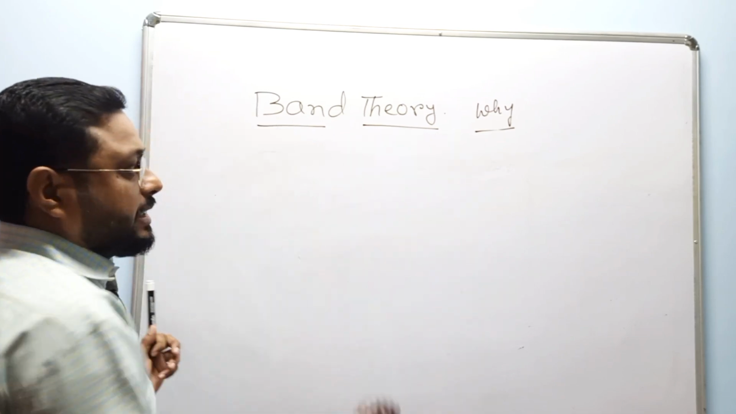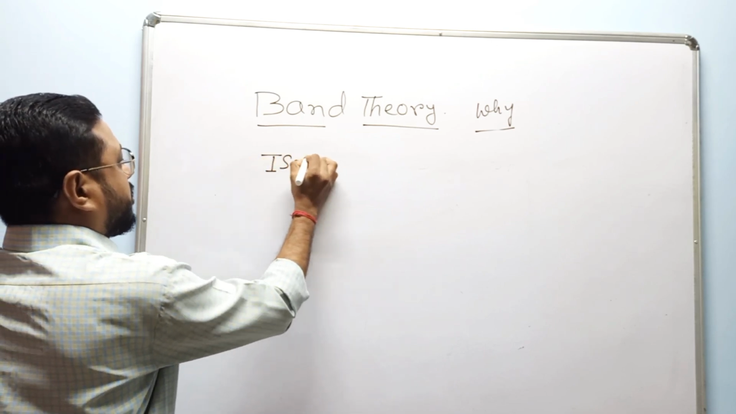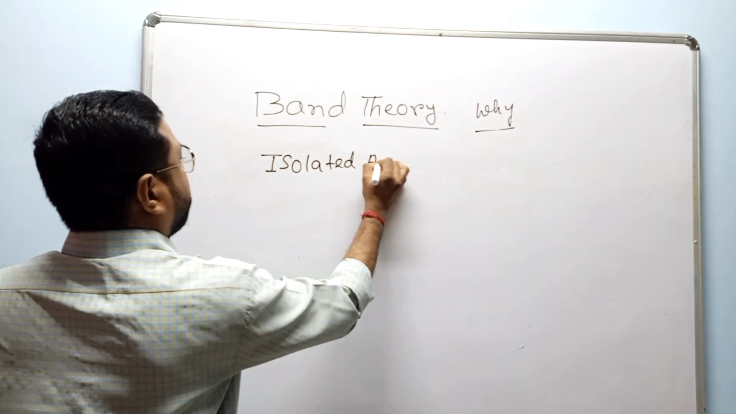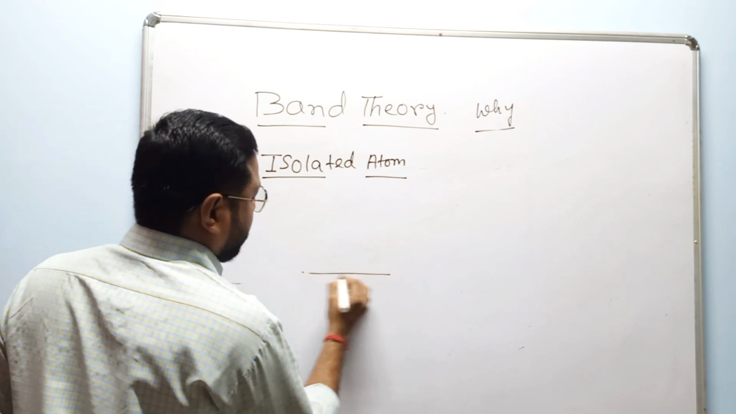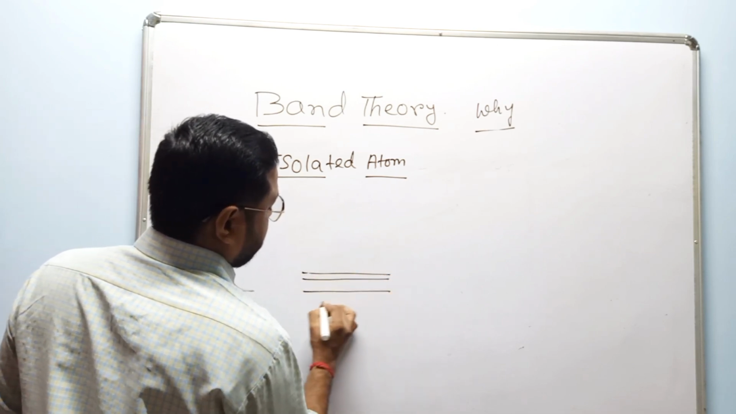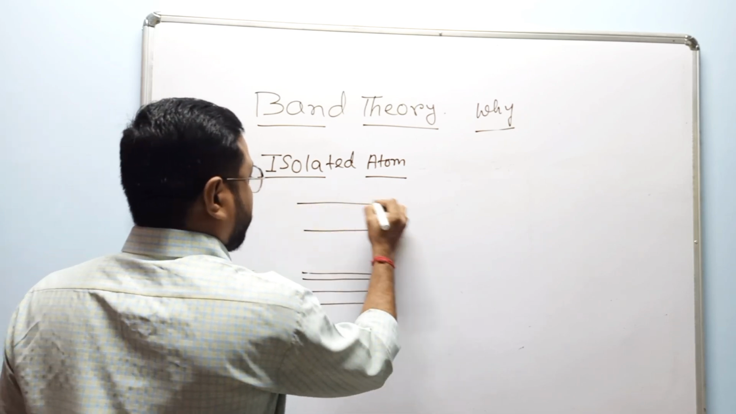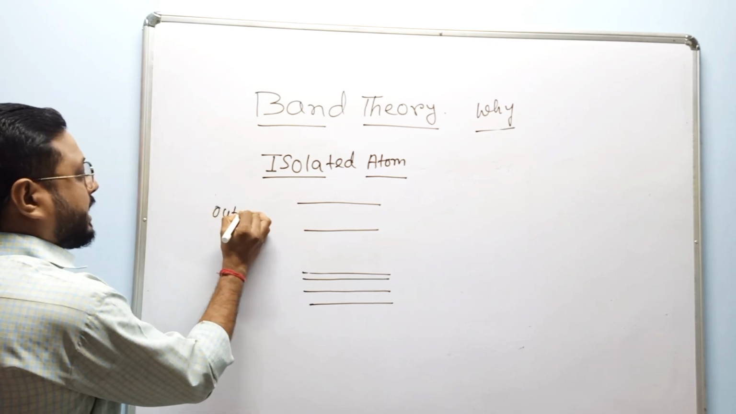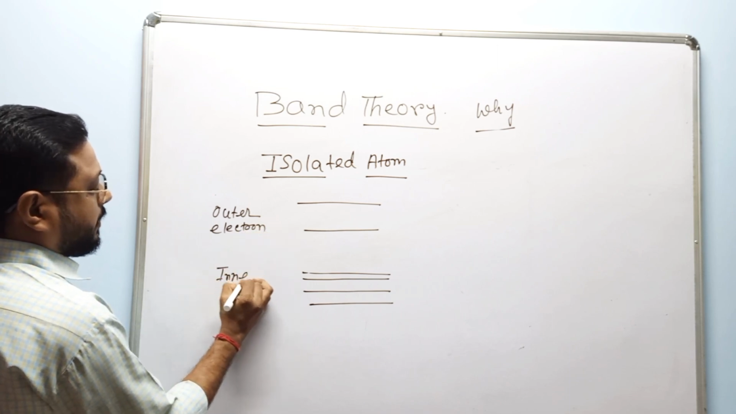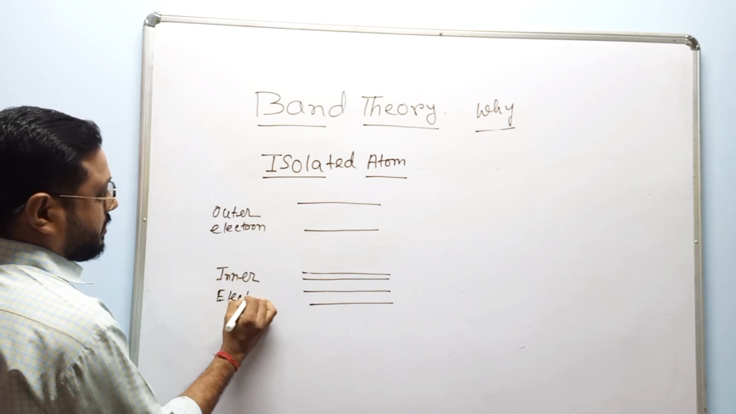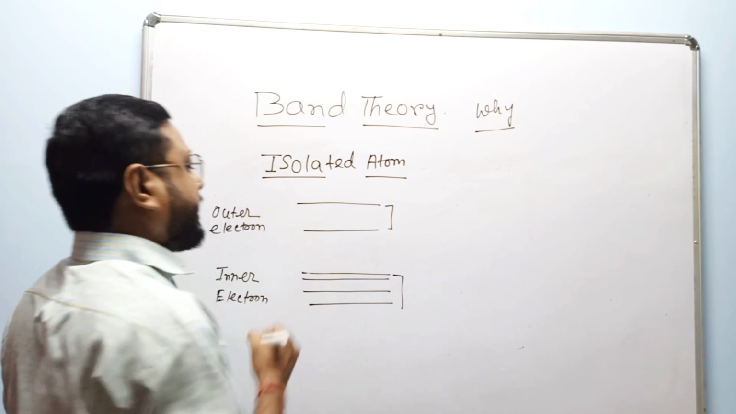The electrons' energy levels are for an isolated atom. If we take the isolated atom, then the energy levels of the inner electron and outer electrons are like this. The energy levels of the inner electron are like this and the outer electron are this. This is the energy level for outer electron and this is for inner electron. That is, there are sharp discrete energy levels.